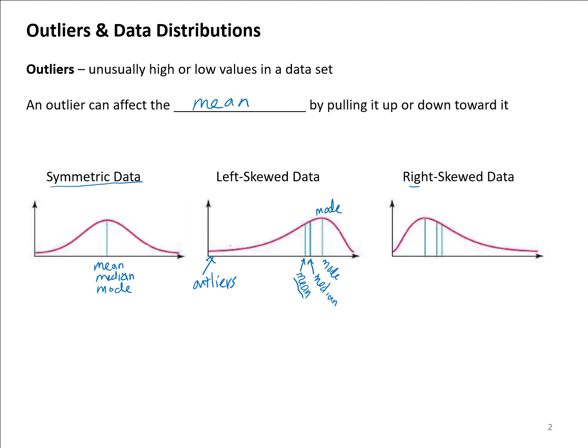So if we look at right skewed data, where the tail is on the right, you have outliers on the right. Let's repeat this process. The mode is at that peak. The median is going to be a little bit toward the outliers in the tail, and then the mean is the one that really gets pulled toward the outliers.